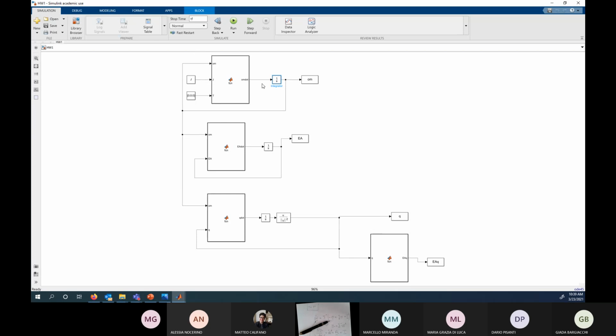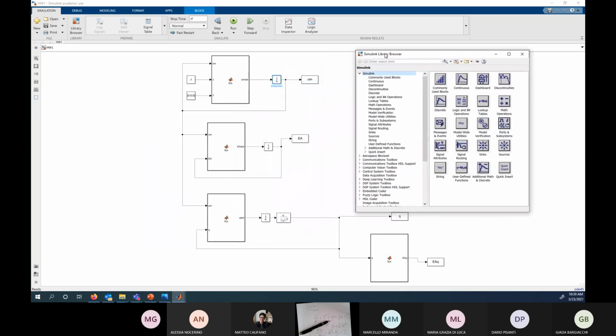So where do I find all these ingredients? For example, this numerical integrator, you have the library browser, whenever it decides to open. Okay, so when you click there, after some time, this is what opens. And so, for example, if I want to numerically integrate something, I search for integrator.